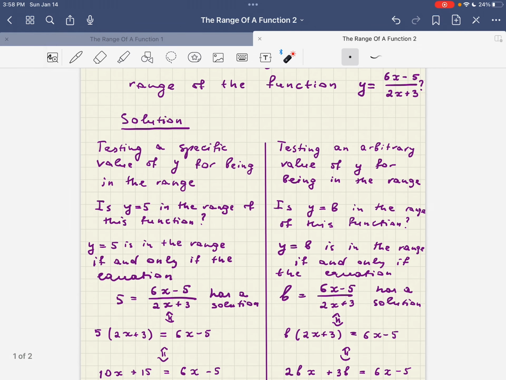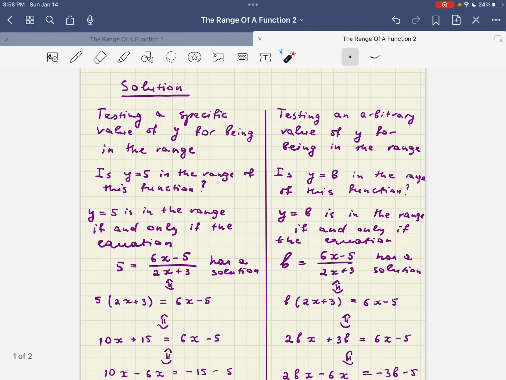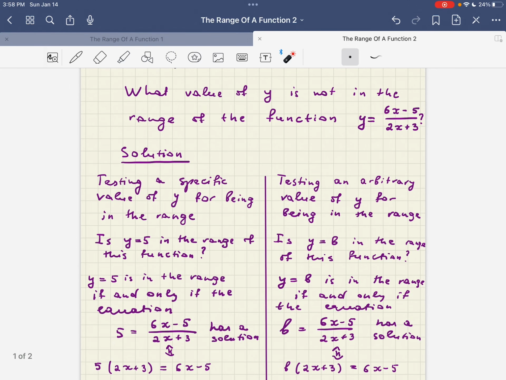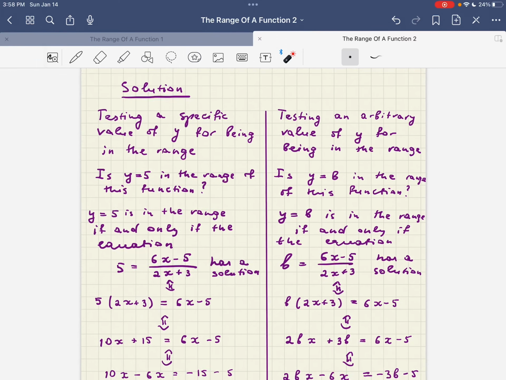For example, let's consider y equals 5, and let's think about how we can determine whether y equals 5 is in the range of the function or not. By definition of the range, this would mean that we can find an x value such that when we plug it into the equation for this function, the y value comes out to be equal to 5.